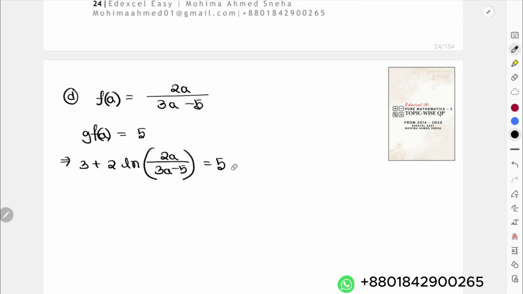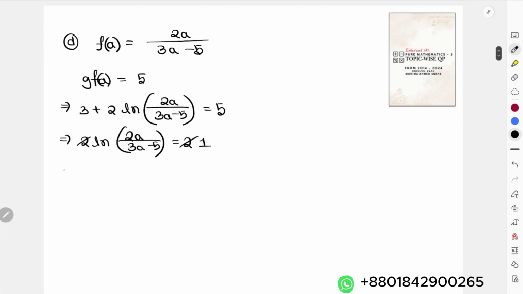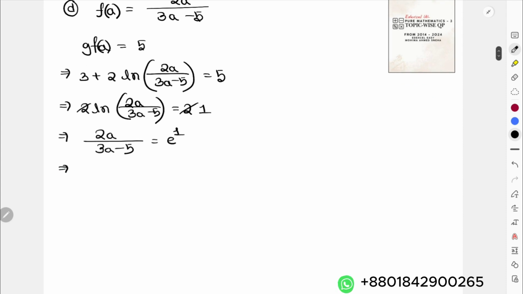So you take this 3 to the right hand side, so you end up getting 2, right? So you can write 2 ln (2a over (3a minus 5)) equals 2, and this 2 and this 2 cancel out, leaving you with 1. So if you take this ln to the right hand side, it becomes 2a over (3a minus 5) equals e to the power 1. You take this (3a minus 5) to the right hand side, so you get 2a equals 3a e to the power 1 minus 5e to the power 1, right? If I want to find out the value for e to the power 1, how much is that?